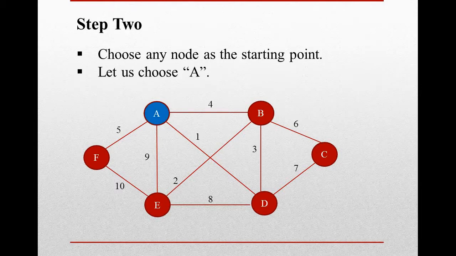The next step is we need to choose an arbitrary node, any vertex. So we need to choose any particular vertex as our starting point. So in this case we've chosen A. That is where we want to start the generation of our minimum spanning tree. So we've chosen A. You can choose any other vertex for that matter.